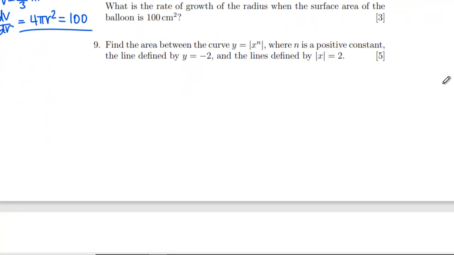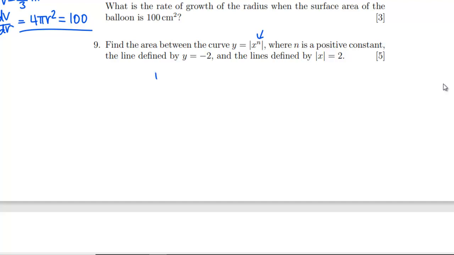Find the area between the curve y equals mod x to the power of n, where n is a positive constant, the line defined by y equals -2, and the lines defined by mod x equals 2. Right, okay, let's come back to that one, because that seems like the pain out of it all.